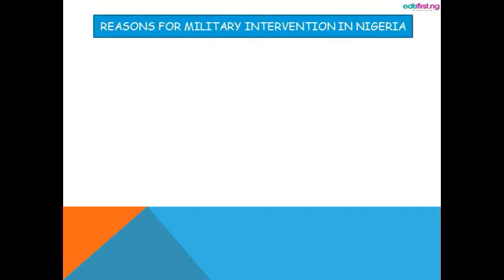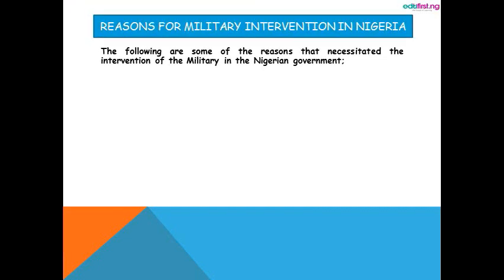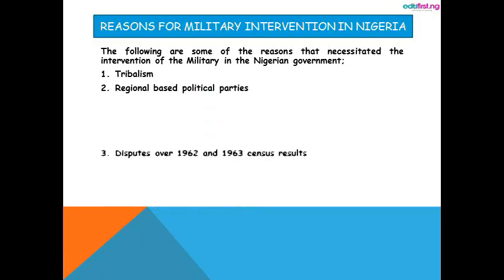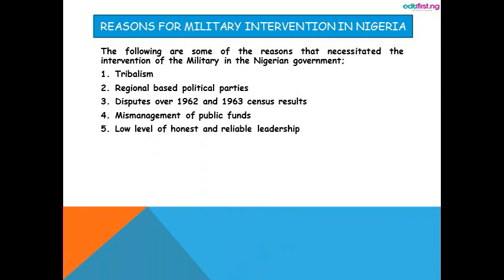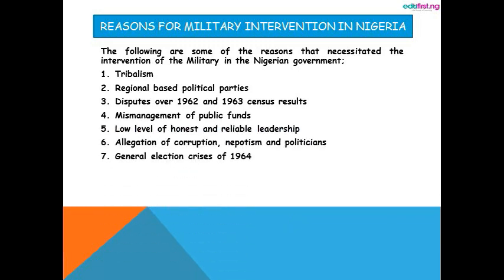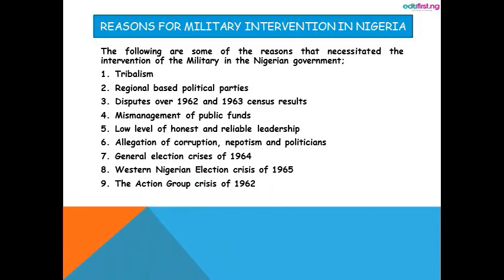Reasons for military intervention in Nigeria. The following are some of the reasons that necessitated the intervention of the military regime in the Nigerian government. Tribalism, regional-based political parties, dispute over 1962 and 1963 census results, mismanagement of public funds, low level of honest and reliable leadership, general election crisis of 1964, Western Nigerian election crisis of 1965, the Action Group crisis of 1962.